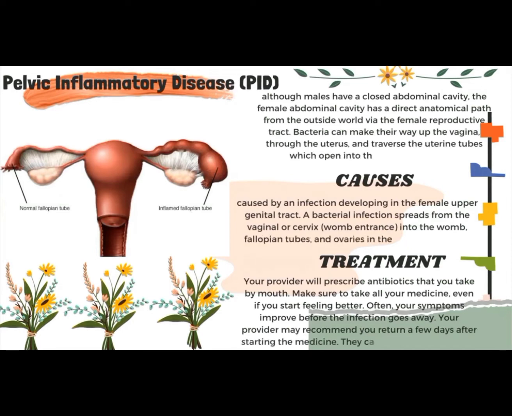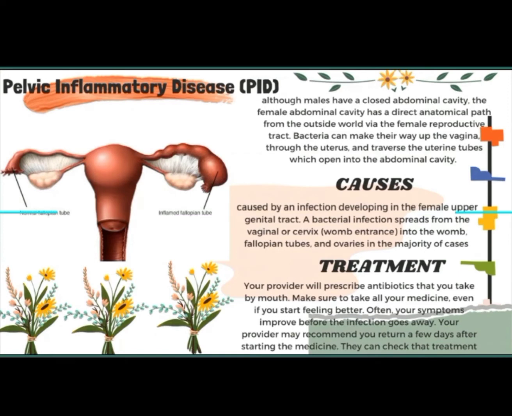Bacteria can make their way up the vagina, through the uterus, and traverse the uterine tubes, which open into the abdominal cavity, causing an infection developing in the female upper genital tract. A bacterial infection spreads from the vagina or cervix into the womb, fallopian tubes, and ovaries in the majority of cases. Your provider will prescribe antibiotics that you take by mouth.